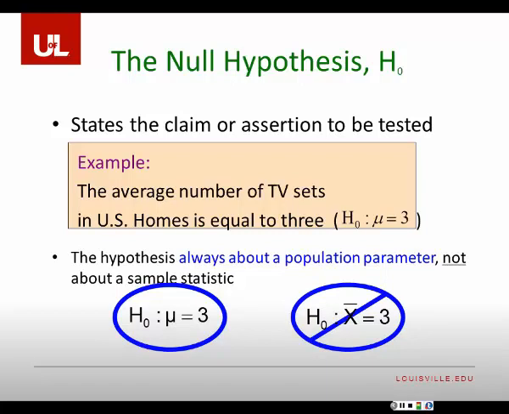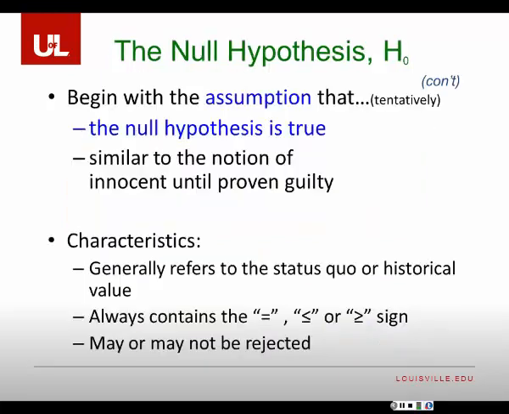The average number of TV sets in the U.S. home is equal to 3. That is the null hypothesis. That is the claim. We want to see whether or not this claim is true or false. The hypothesis is always about a population parameter. It is not about a sample statistic. So whenever you write down a null hypothesis, or any hypothesis for that matter, it's going to be represented by the population parameters. So you're not going to be using X bar is equal to something.